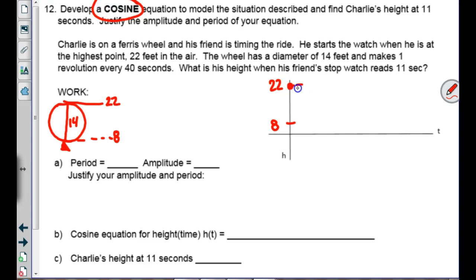So if he starts at 22, all right, at the highest point, 22 feet in the air, has a diameter of 14, so the lowest he ever gets is 8, and he makes one revolution every 40 seconds. So this is time, so where is this that he's back at the top again? This one is so much easier without a phase shift, right? Okay, but you still have to find the midline. How do you find the midline?